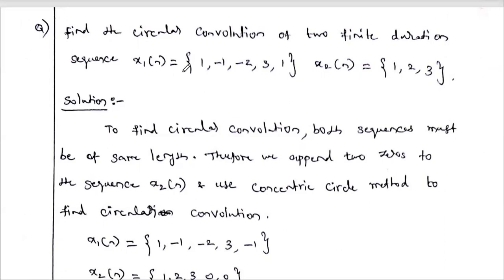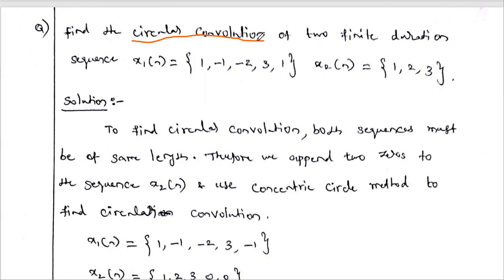Okay, so now we are going to solve one problem. Find the circular convolution of two finite duration sequences, x1 of n equals 1, minus 1, minus 2, 3, 1 and x2 of n equals 1, 2, 3. First you should understand what the question is asking, whether it is linear convolution or circular convolution. Here the question is circular convolution.